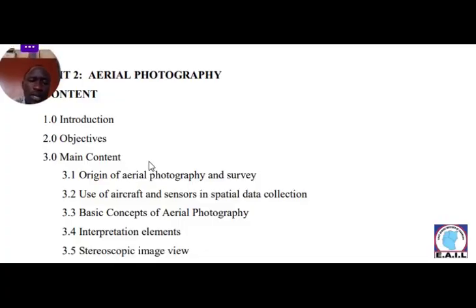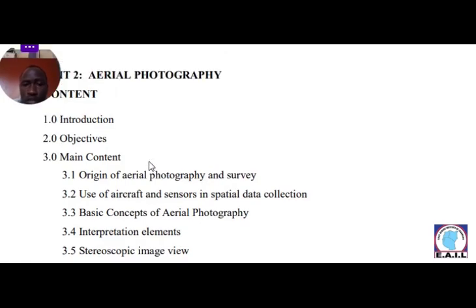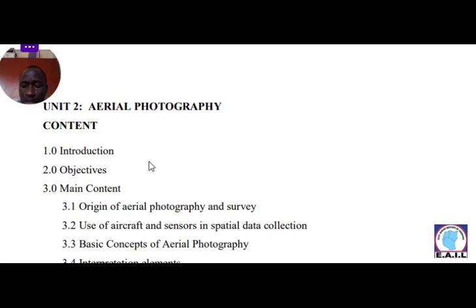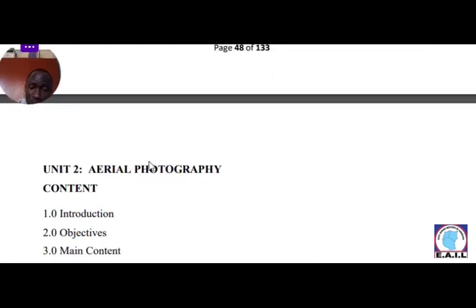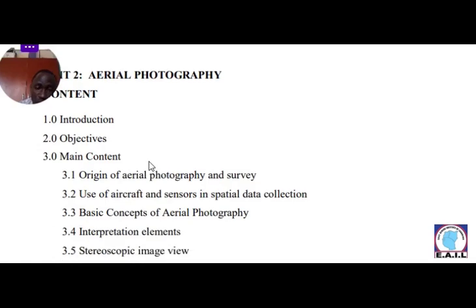Last time we were looking at measurements. We looked at the different forms of measurements, and also at the different instruments that we can use to determine a given measurement. And now today we are going to be looking at photographs. We are going to mainly look at what we call aerial photographs. We are going to be looking at its origin.